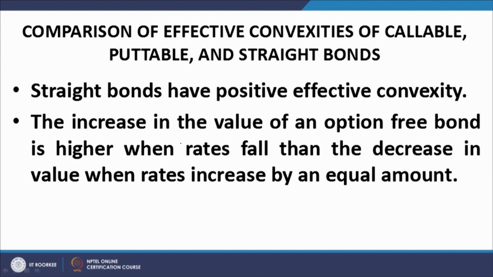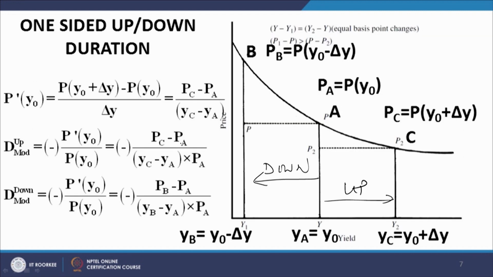The consequence of this positive convexity is that the increase in the value of an option free bond is higher when the rates fall than the decrease in value when the rates increase by an equal amount. That you can see here in this figure itself.